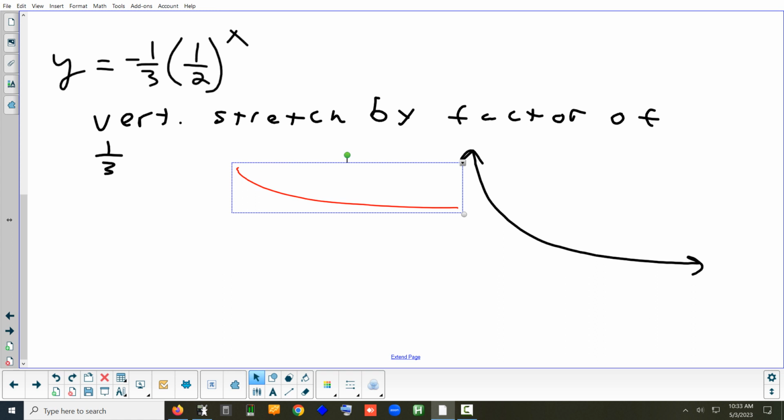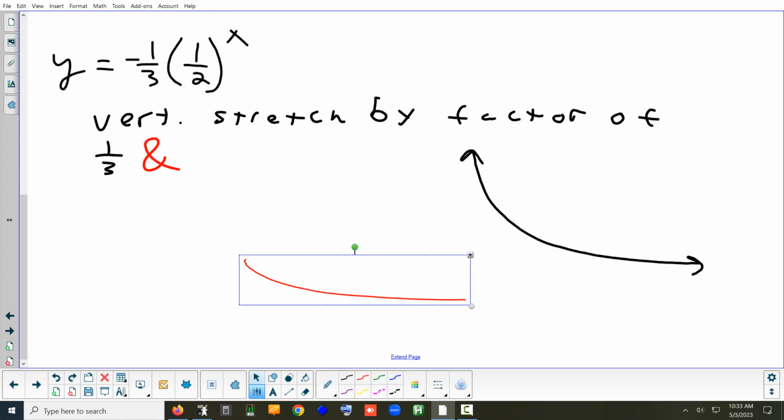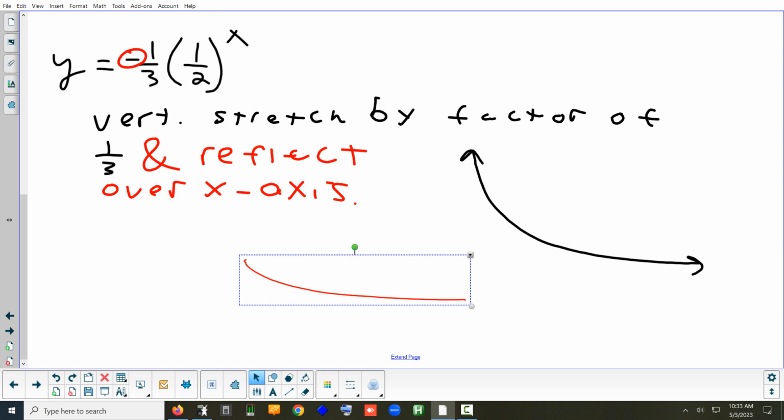It really compresses. And what else is happening besides the stretch? You have to reflect over the x-axis. Right. We have to reflect over the x-axis because of the, what's telling you to do that? The negative. Reflect over x-axis. Okay, so that part's exactly the same as what we learned before, even though we're doing decay now instead of growth.